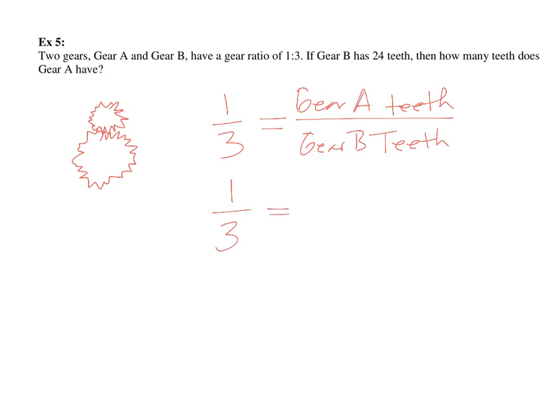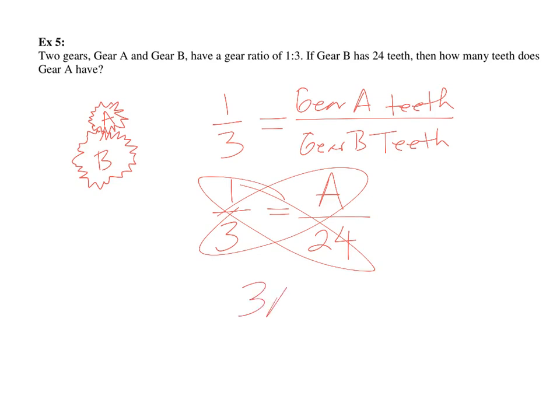All right, so reduce this to 1 over 3. So I have 1 over 3, and I'm going to call this A. On top, I know the number of teeth for gear B is 24. All right, so let's figure out the number of teeth that gear A has. All right, 3 times A, then I have 24. Divide by 3, and A is equal to 8. Gear A has 8 teeth.